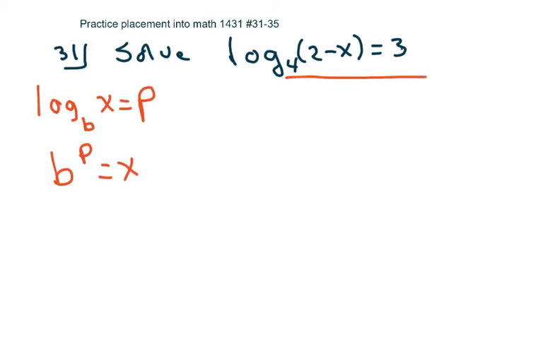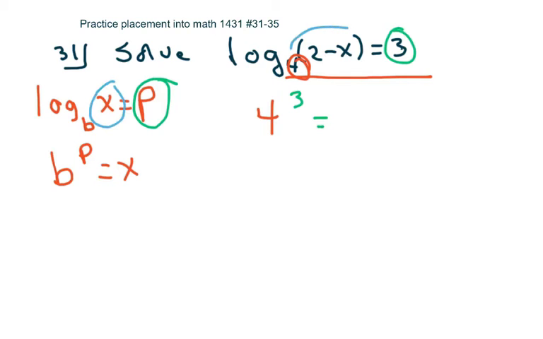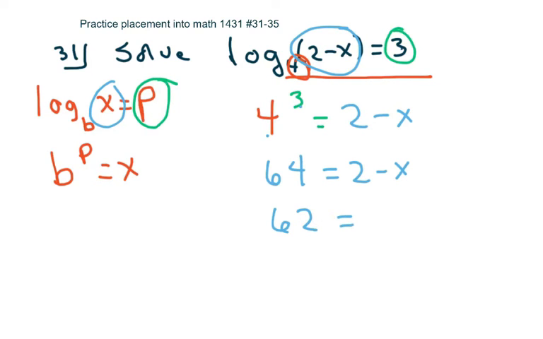So looking at this, my base is 4, my power is 3, and my value is 2 minus x. So 4 cubed is 64 equals 2 minus x. And if I subtract the 2, I get 62 equals negative x. So just negate the equation, you get x equals negative 62.